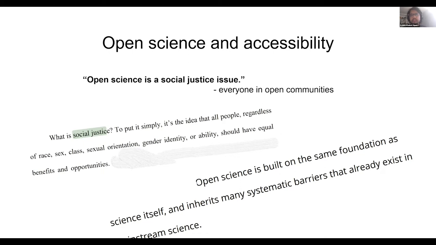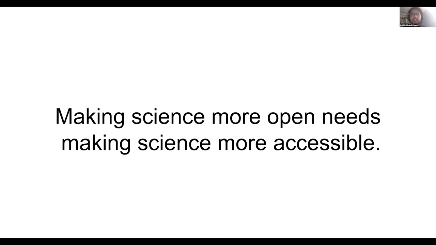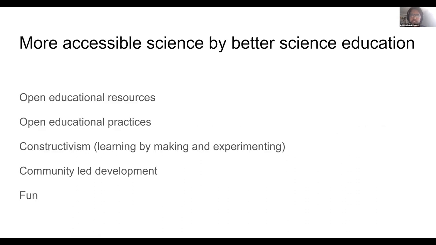Everyone in open communities agrees that open science is a social justice issue, and it is built on the same foundations as science. And we know that everybody from different geographies has the same benefits and opportunities. So we need to make science more open. And to do that, we need to make science more accessible to address the issues of social justice around science and open science. And one way that we can do that is by better science education.